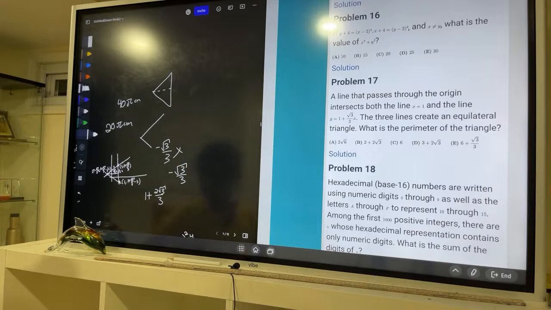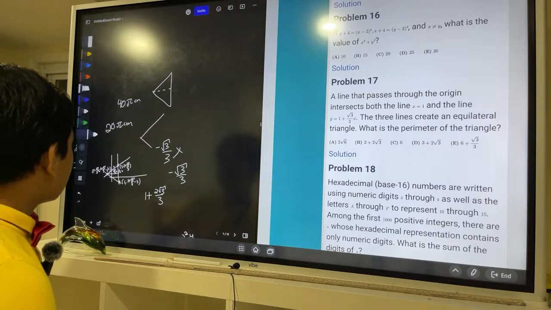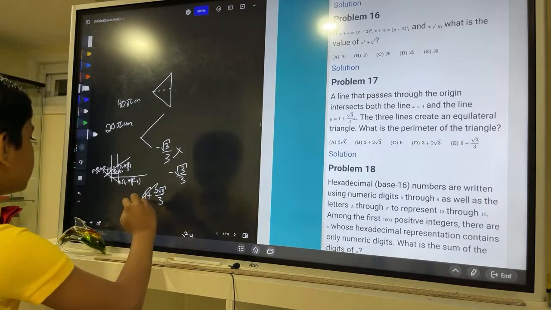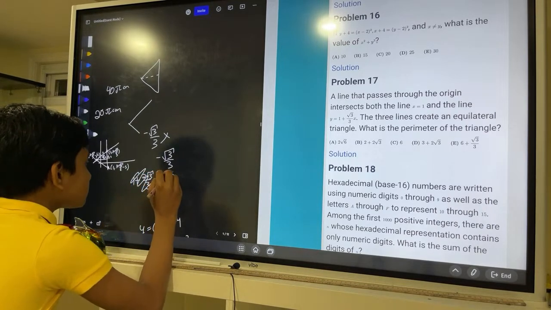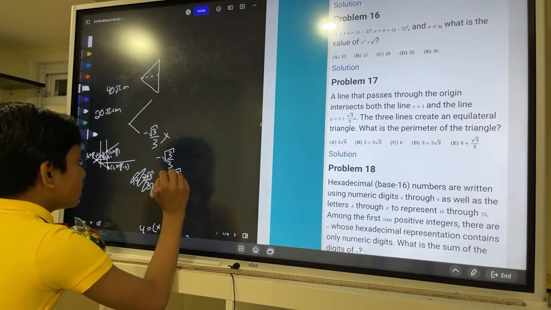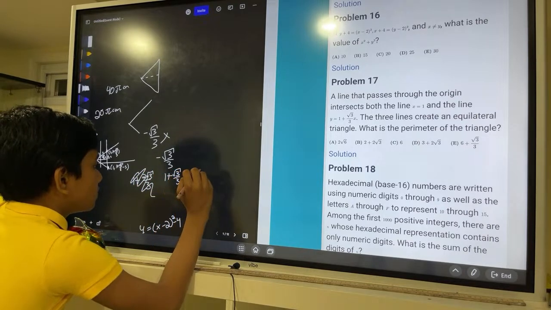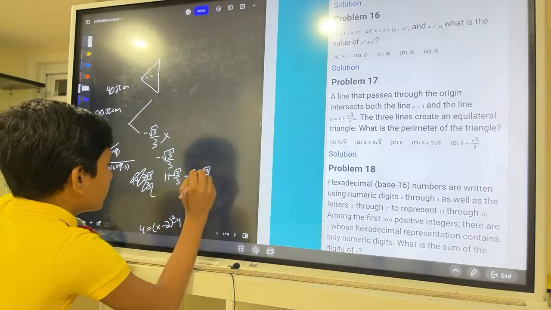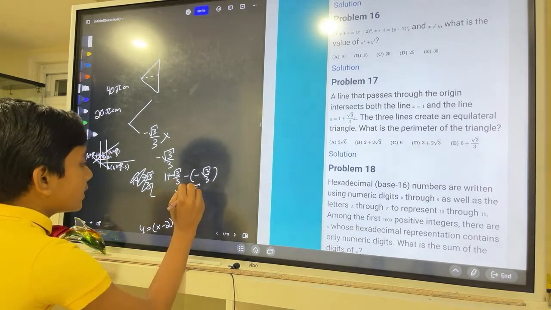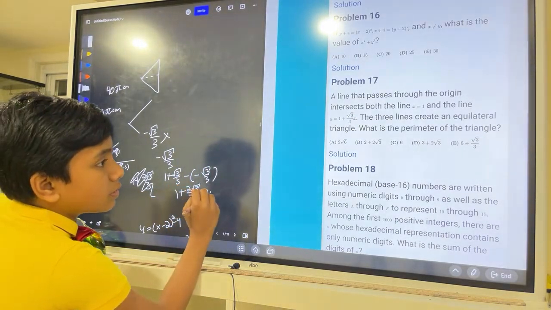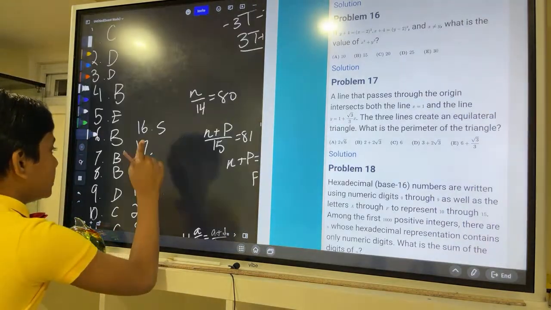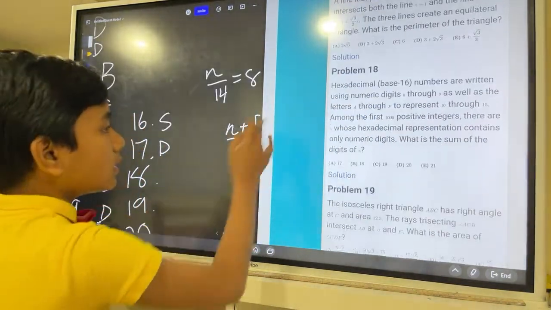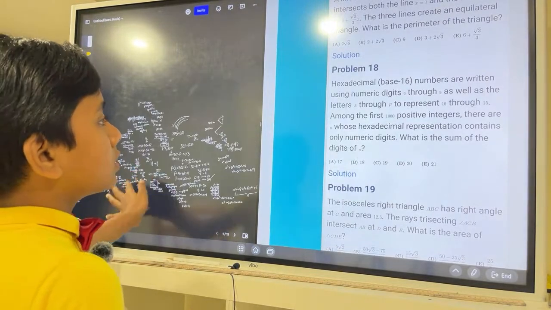This is the total distance. Is it actually? No. Wait a second. Yes, it is. Okay, so the total side length is this. Should be 3 + 2√3 over 3, so I'll say D. They get much harder as you go on.